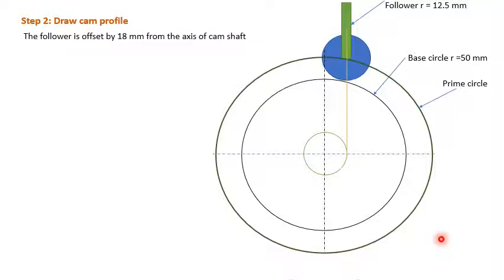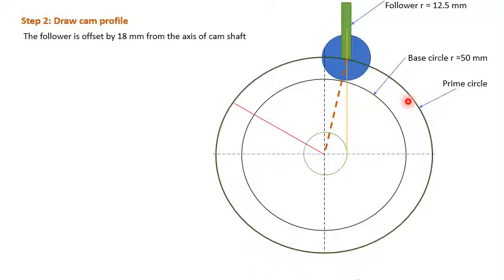Then in order to divide this prime circle into different strokes, we need one reference line, right? So draw a reference line from the center of the roller to the center of the circle, a dotted line. This is the reference line. With respect to this reference line, we are going to divide this circle into different strokes.